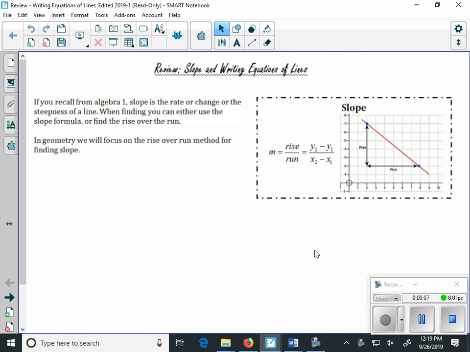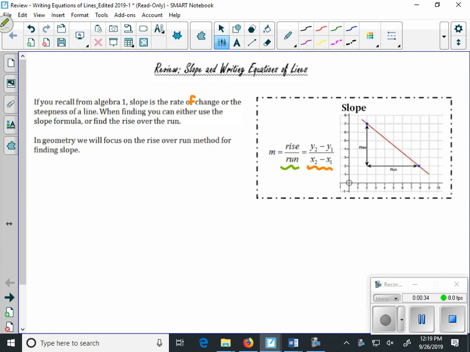Right? That should be up change. Right, up change, or the steepness of a line. When finding slope, you can either use the slope formula, which is this formula right here, or find the rise over the run. That's what we're going to focus on in geometry, rise over run, because you're not given the slope formula, which is another formula we have to memorize.